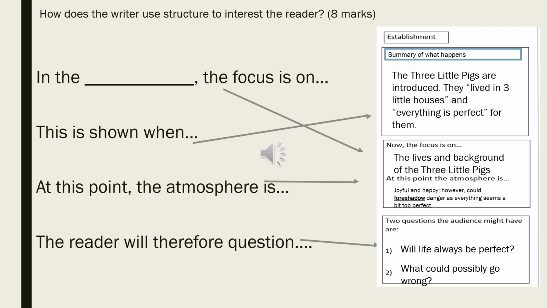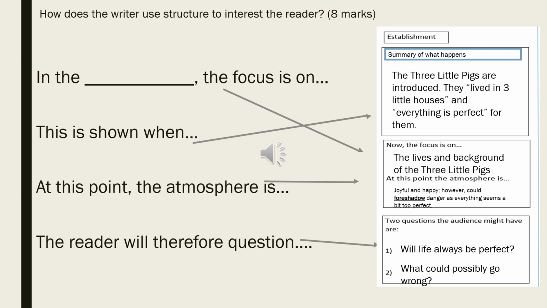At this point, the atmosphere is joyful and happy. However, it could foreshadow danger as everything seems a bit too perfect. The reader will therefore question, will life always be perfect for the three little pigs? And what could possibly go wrong? So you can see how planning and using the focus, the atmosphere, a summary, and at least two questions that the reader might have enables you to write a paragraph about what is established at the beginning of the story.